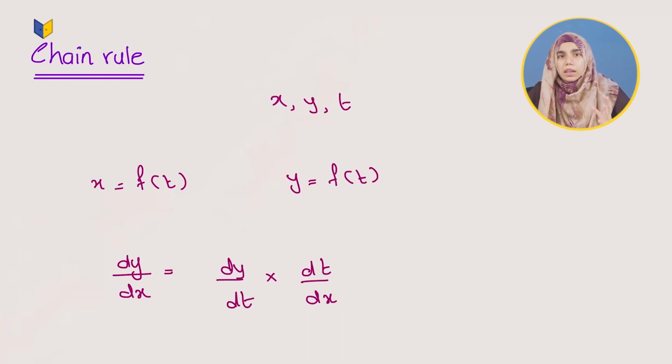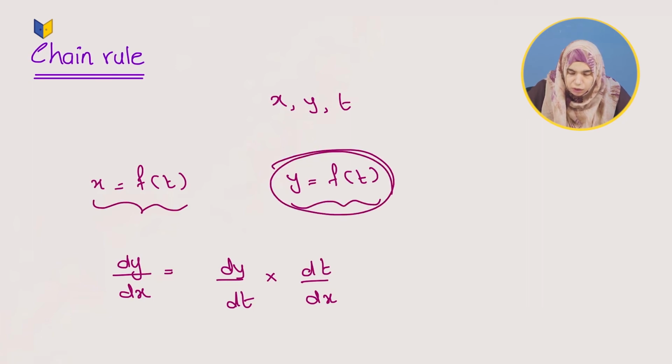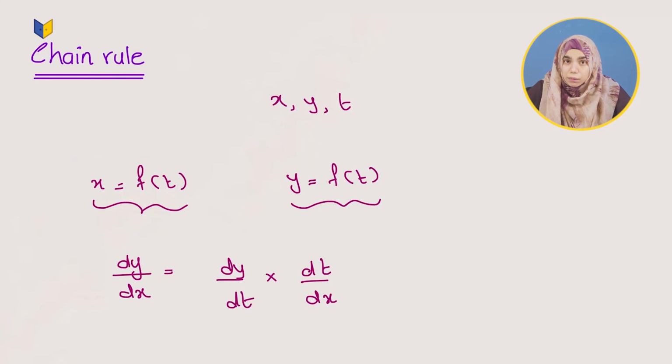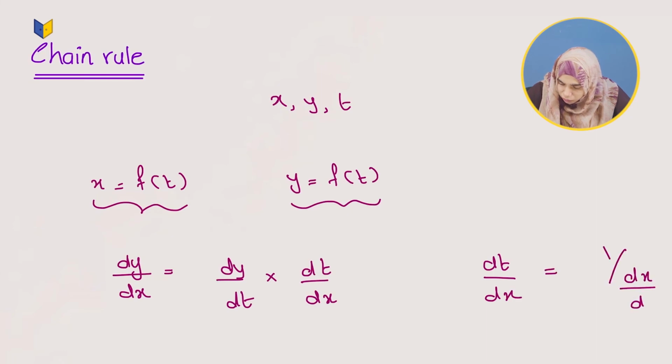And these two derivatives I can easily find from the given two functions. From here I can find dy by dt because y is in terms of t. From here I can find dx by dt. But what I want is dt by dx. So dt by dx is nothing but the reciprocal of dx by dt. And now with these two derivatives and this chain rule, you can easily work out the rate of change in y with respect to x, the slope of the tangent, or just the gradient of the curve. And all of these are basically dy by dx.